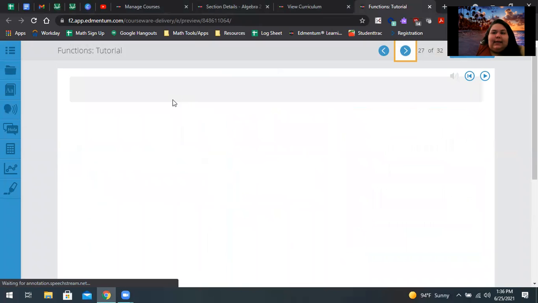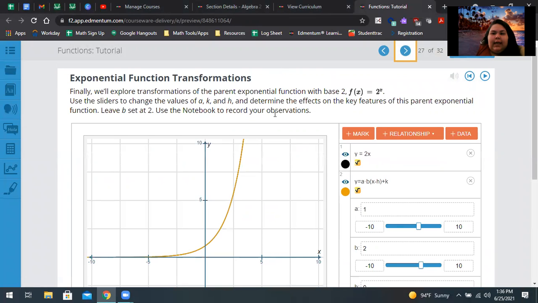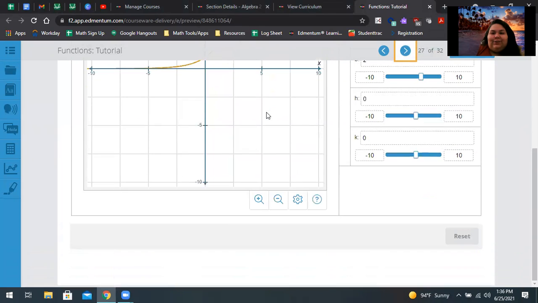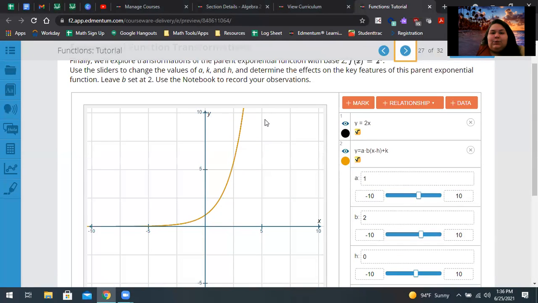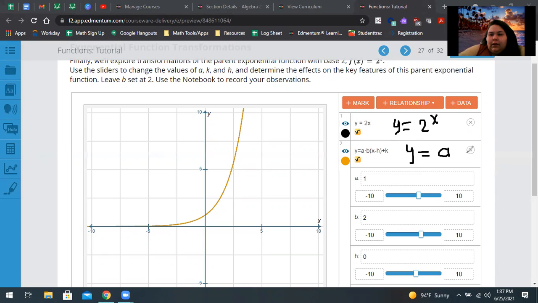Let's take a look at slide 27, where we look at the exponential value. So again, these rules, they're not always going to be the same, but we're going to go ahead and take a look at it. I just don't like the way it is written out. So this one, it's not 2x, it's y equals 2 to the power of x. And this one is y equals a b to the x minus h power, and then plus k.